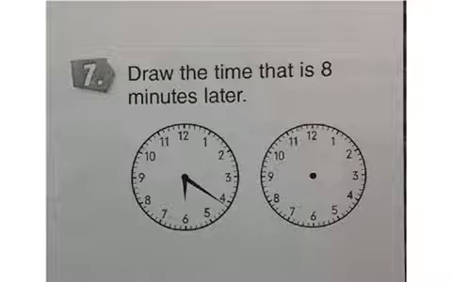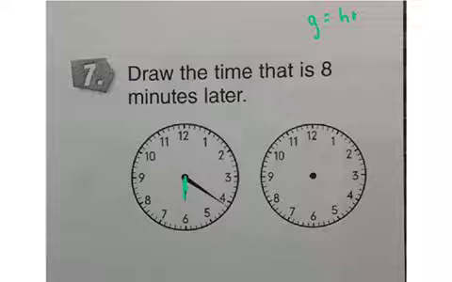So here's a larger picture of number 7. And I do know we don't necessarily love time, and that's okay. I'm going to help you through it. So it says, draw the time that is 8 minutes later. So as we know, the shorter hand here, that's the hour hand, right? Green equals hour hand. And the longer hand here is minutes.